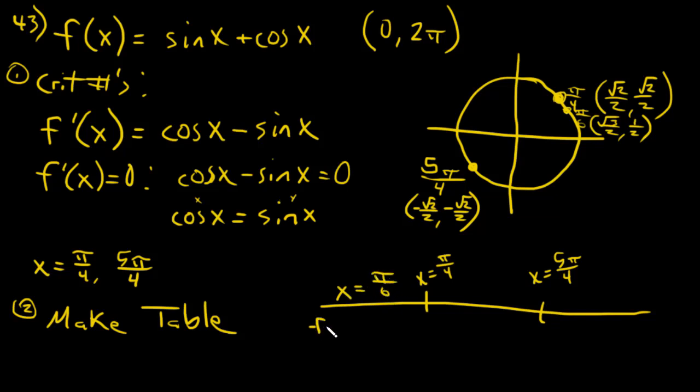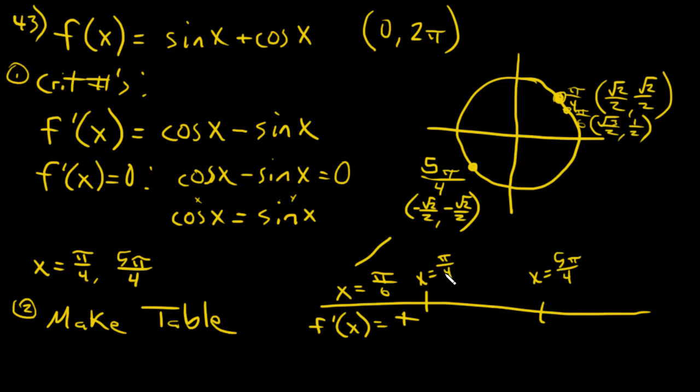So what does f prime of x give me? Well, f prime of x is cosine x minus sine x. Cosine is the x, sine is the y. So root 3 over 2 minus 1 over 2 is positive. So we're going to have an increasing function at that point.